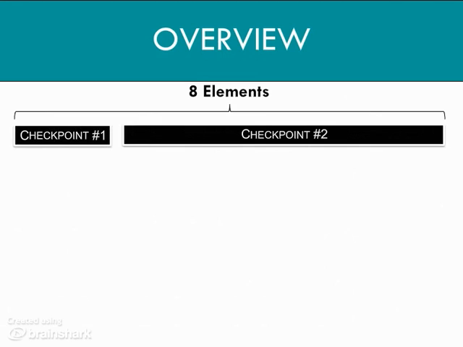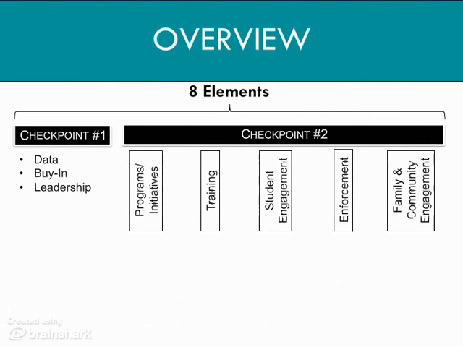As you know, there are a total of 8 elements in the certification program, and these 8 are broken into 2 checkpoints. Checkpoint 1 includes the first 3 foundational elements: data, buy-in, and leadership. We discussed these elements in a separate presentation. The elements for Checkpoint 2 are listed here and are the focus of this presentation: programs and initiatives, training, student engagement, enforcement, and family and community engagement.